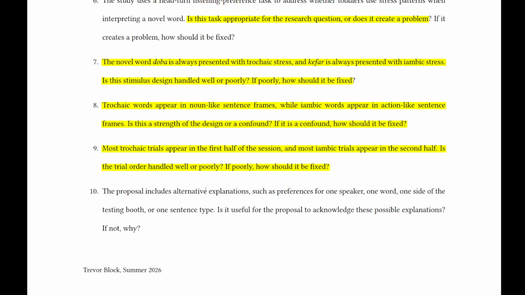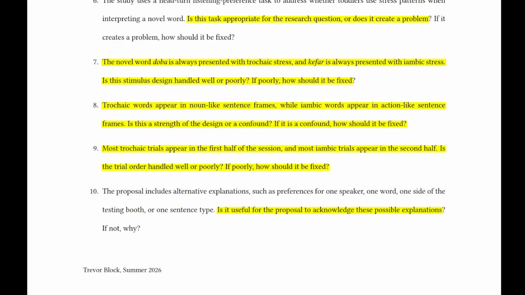The ordering is bad. This should be randomized. And the proposal, okay, is it useful for the proposal to acknowledge these possible explanations? The answer is yes. It is very useful because it's saying that the researchers have an idea of how they're going to interpret their results. The only issue is that the explanations and preferences that they included aren't really great. So they don't understand that there's already confounds and that these are already issues, but it is useful for them to acknowledge it. Okay, so that's the general gist of this, going line by line to see what the issues are.